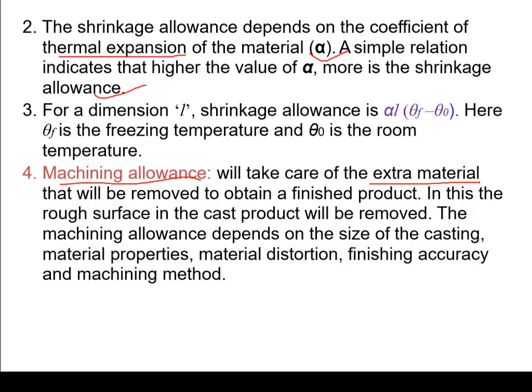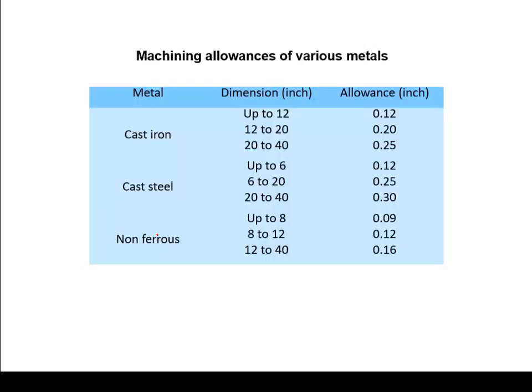So how can we achieve this? We can achieve this by making a larger pattern, adding this machining allowance also. The allowances are given in a table, the same as the previous one for shrinkage allowance. There is also one for the machining allowances.